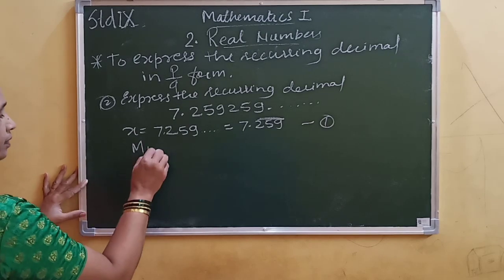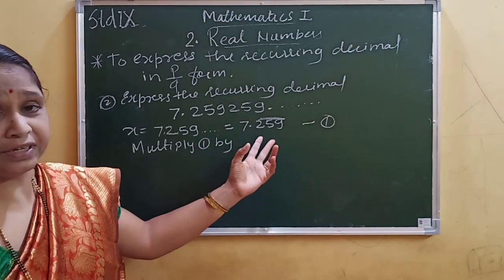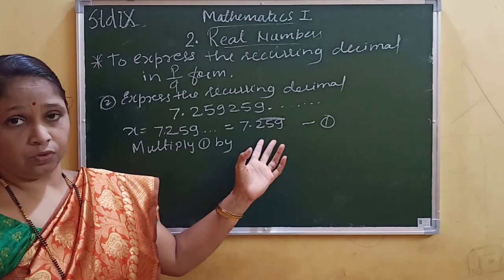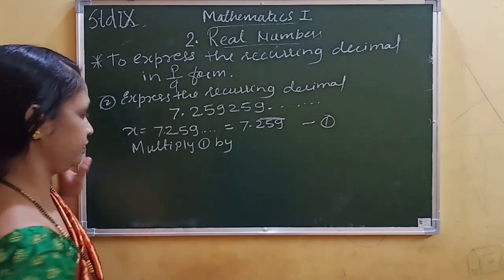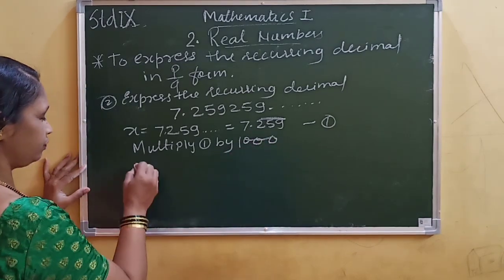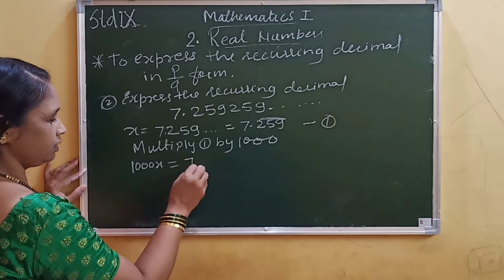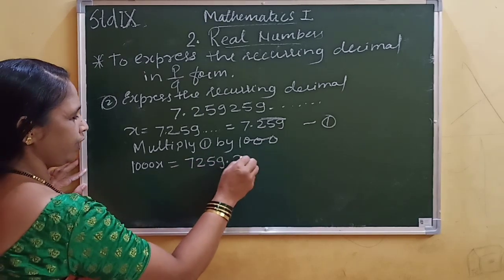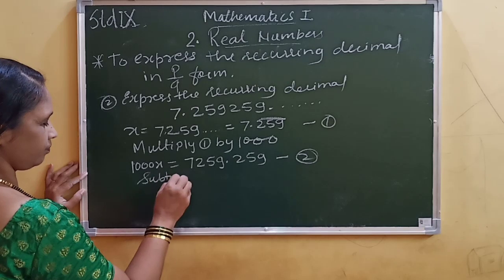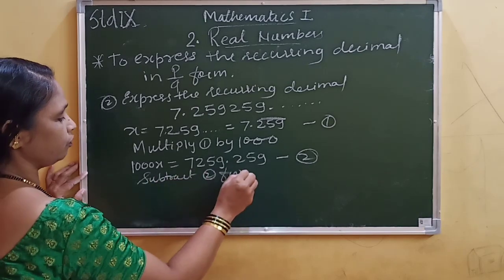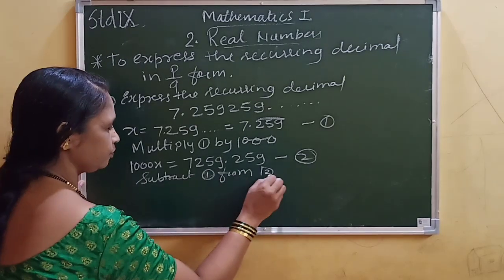Now multiply this 1 by how much? Now we have 3 digits repeating, so we have to multiply by 1000. If 2 digits are repeating, then you will multiply by 100. Now you will multiply by 1000. Okay, so it will be what? 1000x is equal to 7259.259. This will be 2. Now what? Subtract 1 from 2.